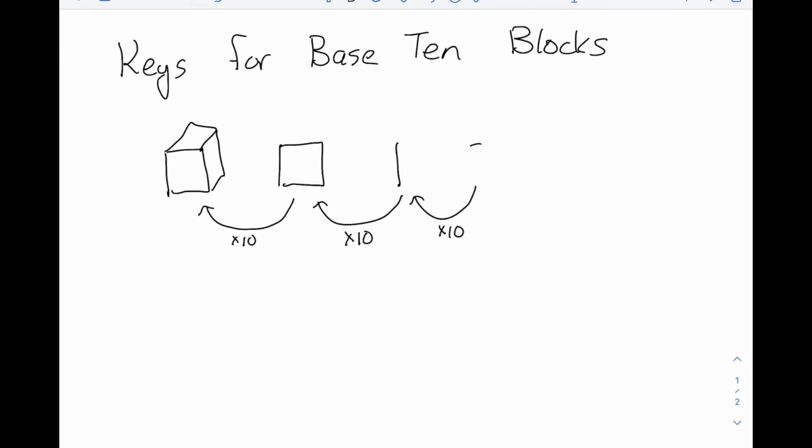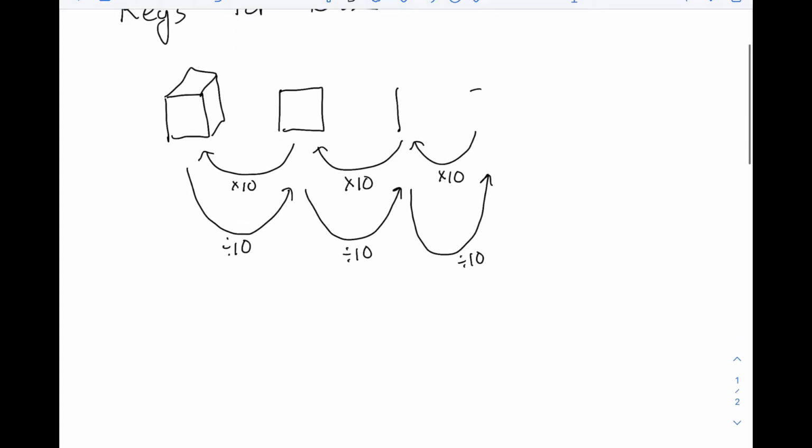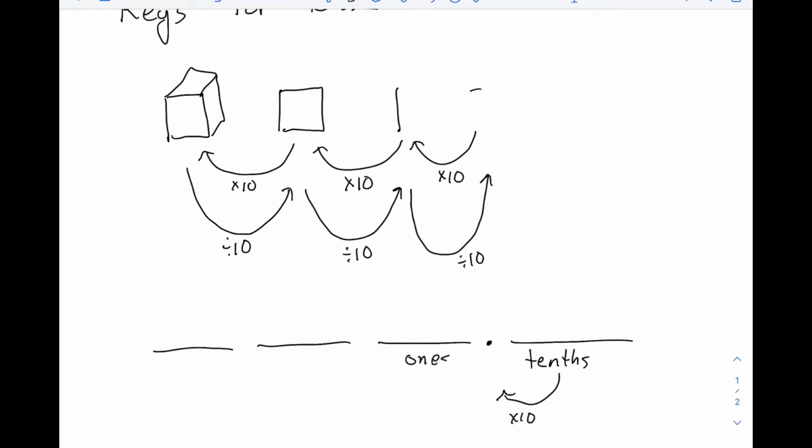Similarly, if I were to take the big cube and divide it into 10 equal parts, I'd have the flat. If I took the flat and divided it into 10 equal parts, I'd have the rod. And if I took the rod and divided it into 10 equal parts, I would have the individual unit. So this corresponds to our place value. In our base 10 system, for example, if I had tenths here and I put 10 tenths together, I'd have ones. If I put 10 ones together, I'd have tens. So these correspond to our place value.